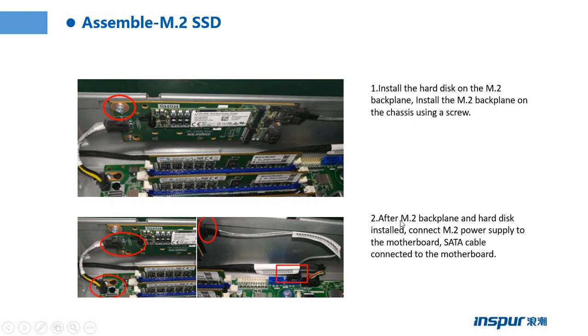Step 2. After the M.2 backplane and the hard disk are installed, connect the power supply to the motherboard, and the SATA cables need to be connected to the motherboard too. This one is the power cable. This one is the power cable. This one is the SATA cable.